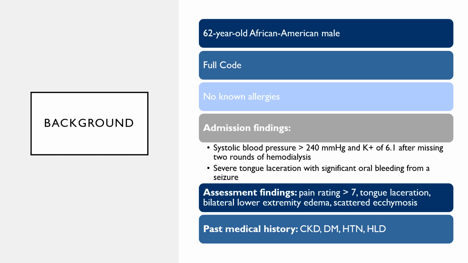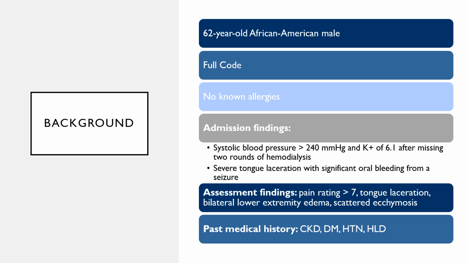This patient was a 62-year-old African American male, full code with no known allergies. So he was admitted after he called emergency medical services on himself for severe abdominal pain. He was found by EMS while falling and having a seizure. During his seizure, he bit his tongue and suffered from a severe tongue laceration with significant oral bleeding.